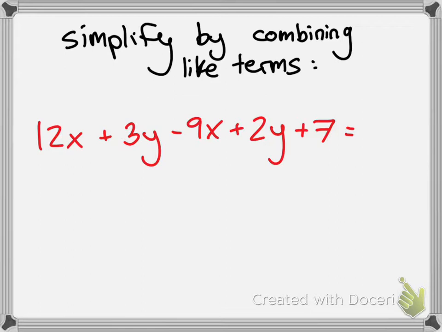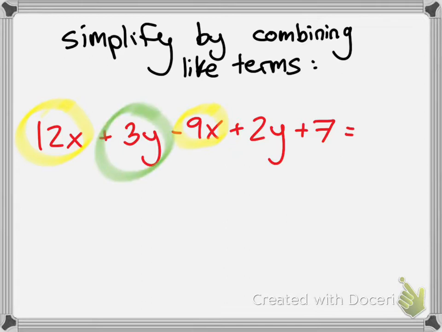I want you to simplify this by combining like terms. So first, I'm going to break this down with us. Ready? What matches with 12x? Who can raise their hand and tell me what term matches with 12x in this problem? Camilla wrote in the chat, and she's almost fully right. She wrote 9x, but it's negative 9x, because we have to include that minus in front of it.